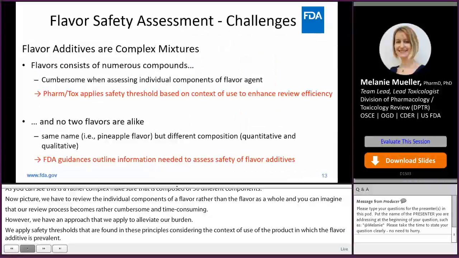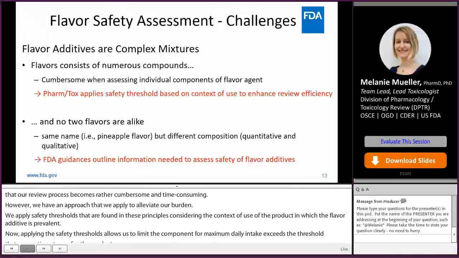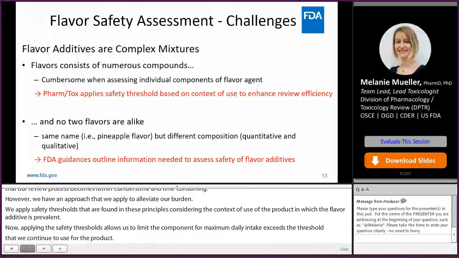To recap, flavor additives are complex mixtures which can lead to a cumbersome review process when assessing individual components of a flavor agent. But you also heard how PharmTax applies safety thresholds based on the context of use of the drug product to enhance review efficiency.